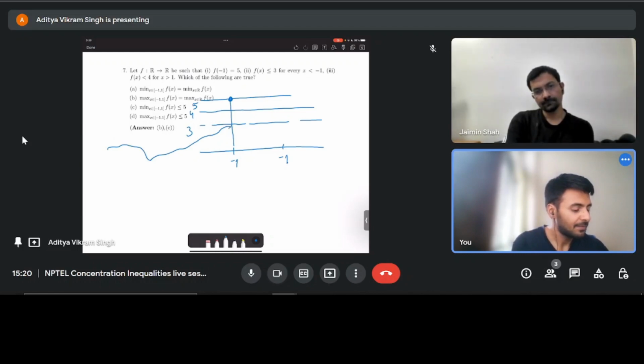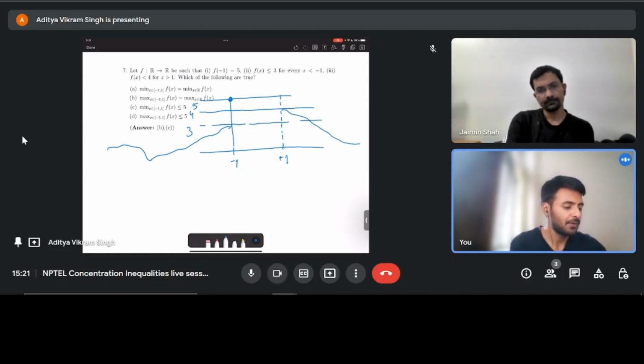And f(x) is less than 4 for x greater than 1. So this is plus 1. For x greater than 1, it's less than 4. And then we don't know anything about what happens between -1 and 1. So the first question is, if you minimize between -1 and 1, is it the same as minimizing over the entire domain? So this may be correct, this may not be correct, right?